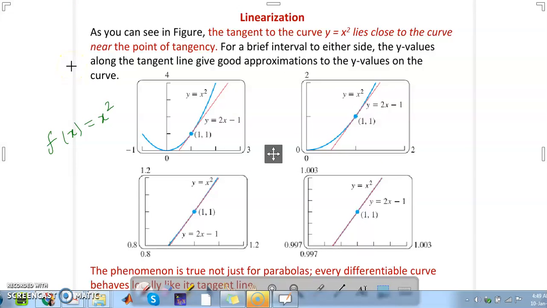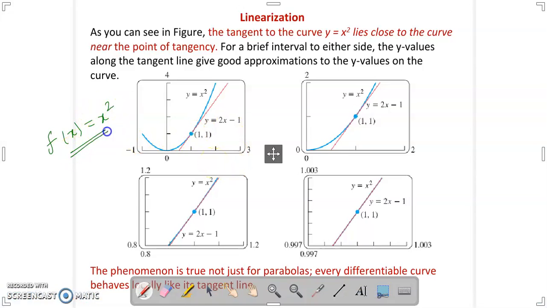Now to define Taylor's polynomial, let's first see what is linearization or linear approximation of a function. So see these figures, and suppose you have a function f(x) equals x square. So draw the graph of y equals x square. This is represented with this blue curve, y equals x square. Now draw a tangent to this curve at this point (1, 1). So you can say that the line represented by this pink is the tangent whose equation is y equals 2x minus 1.